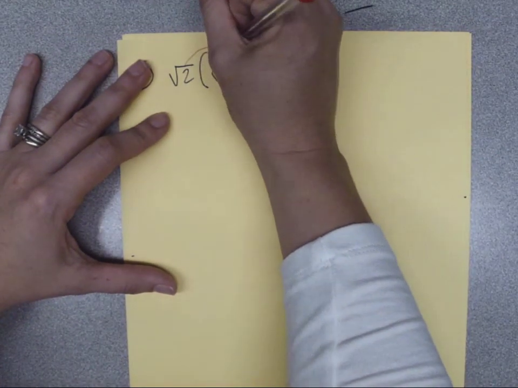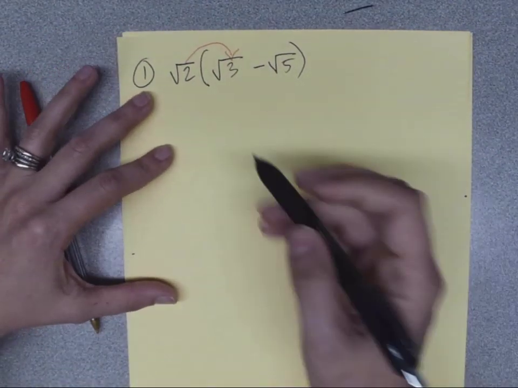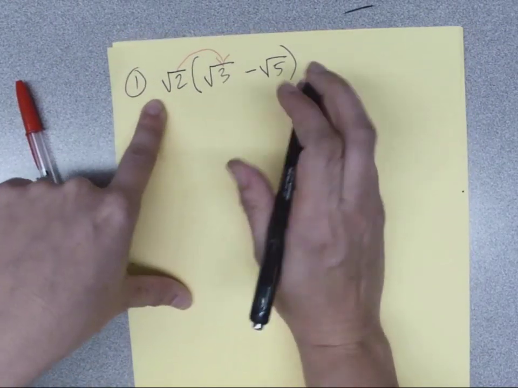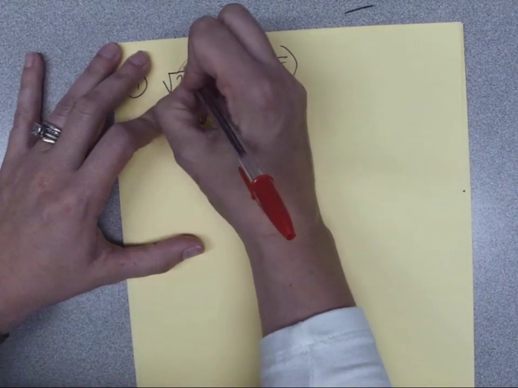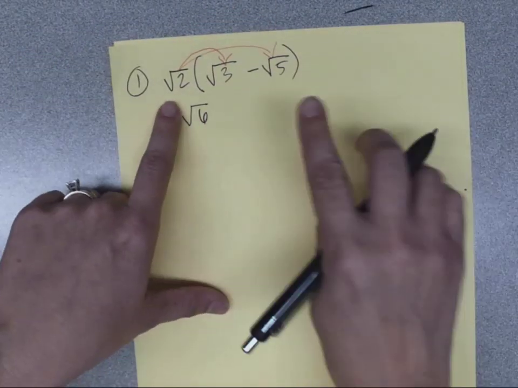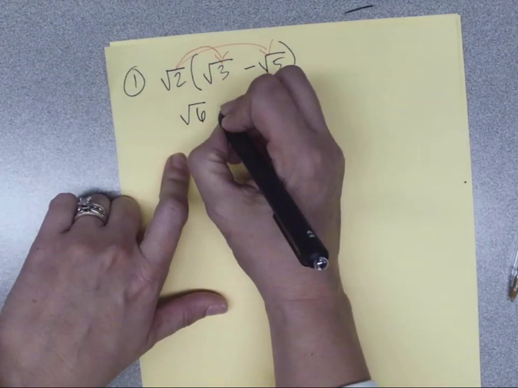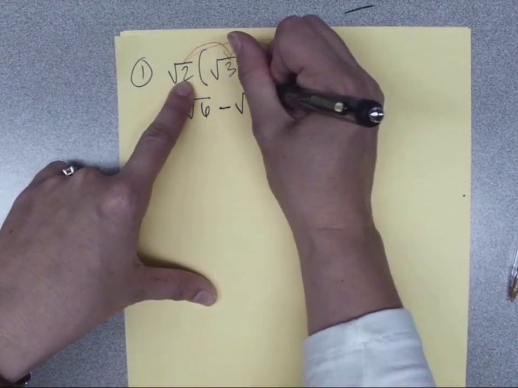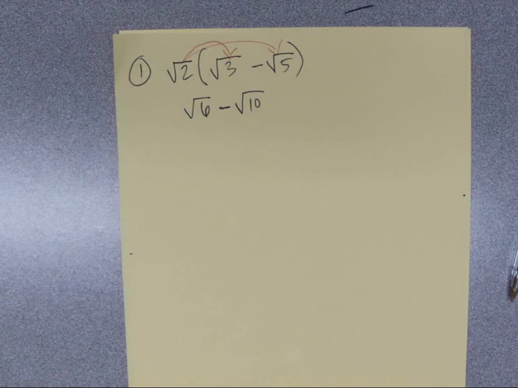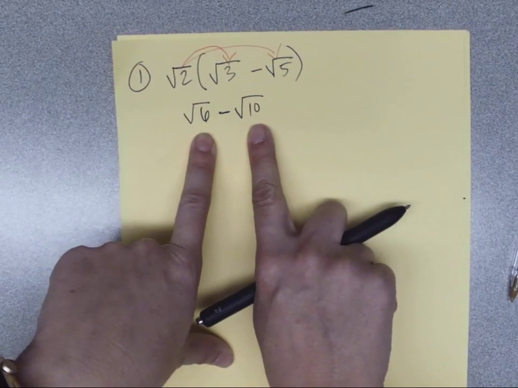I'm going to do the square root of 2 times the square root of 3. The square root of 2 times the square root of 3, those are both inside numbers, so I get the square root of 6. Now I'm going to do the square root of 2 times the square root of 5. This is actually negative square root of 5, so it's going to be a minus sign. Those are both inside numbers, so I can multiply those together and get the square root of 10. And then the question is, can I subtract these?